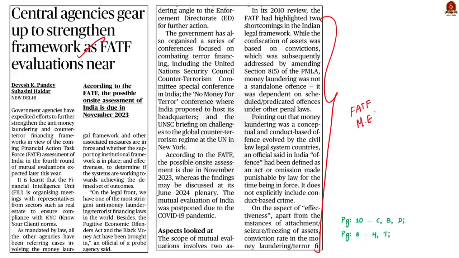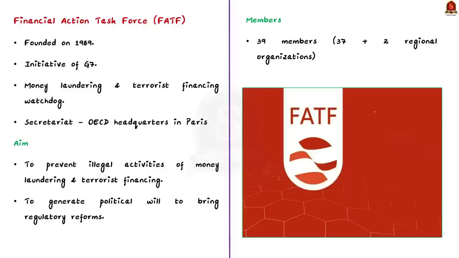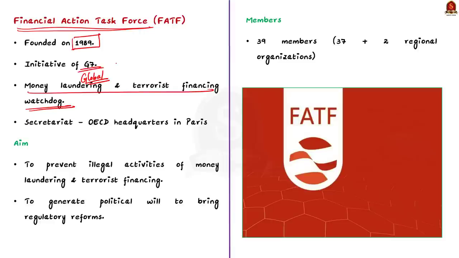First of all, what is FATF? It is expanded as Financial Action Task Force, and it is the global money laundering and terrorist financing watchdog. It was founded in the year 1989 on the initiative of the G7. Here, G7 or Group of Seven is an intergovernmental organization consisting of Canada, France, Germany, Italy, Japan, United Kingdom, and United States. Now, coming back to the FATF, FATF is also an intergovernmental body.